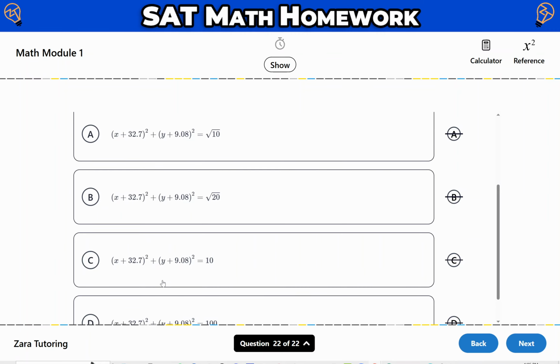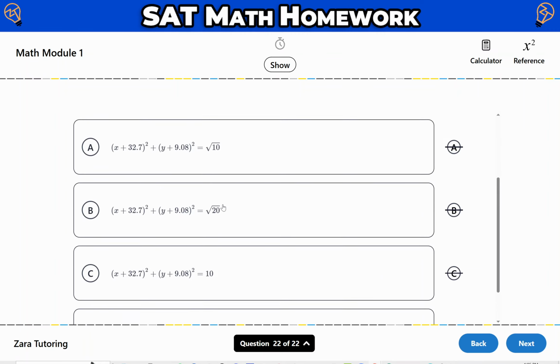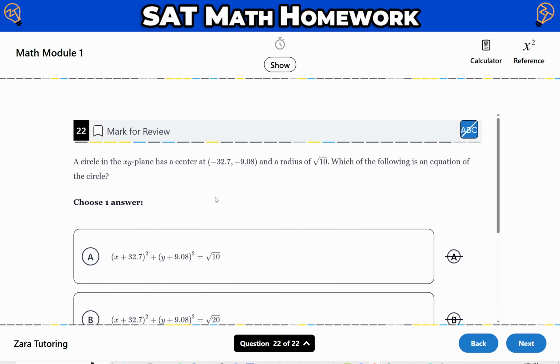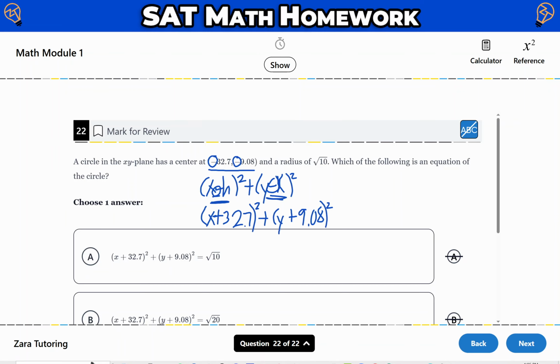So what it comes down to is what the radius is going to be on this right side. So notice those are all different. And what's important to note is that in the standard equation of a circle, it's always equal to r squared. So if they say r, the radius is root 10, when you square both sides, the square and square root cancel, so you get r squared is 10.